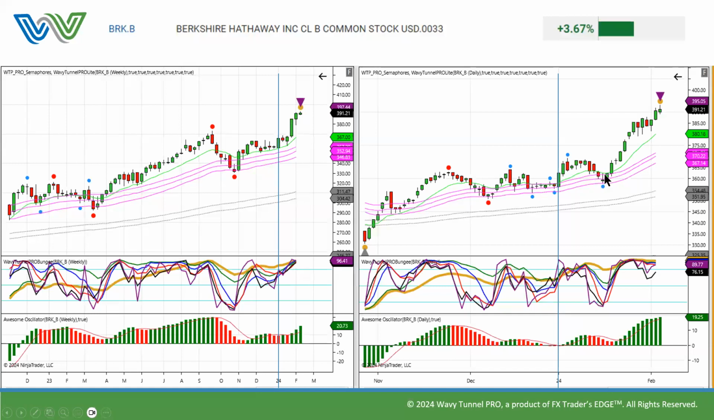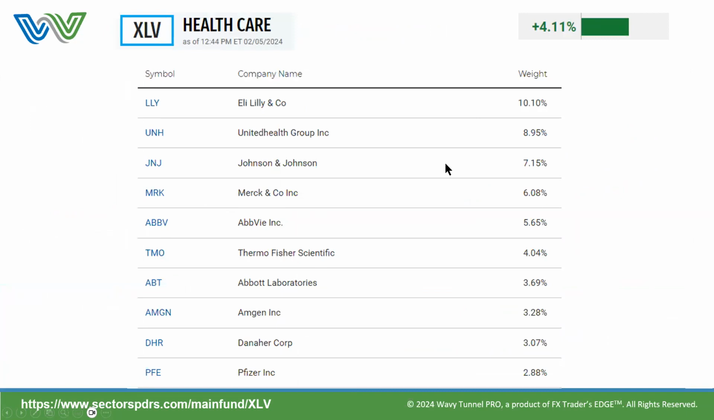Like this was gorgeous. And we had this in the market in general, where we had this pullback in January. Okay, but now look, the market has taken off. Healthcare, this is performing well this year so far, 4.11%. Last year wasn't such a great year for healthcare, but okay, so it's starting out well. LLY, United Health Group, Johnson & Johnson, Merck & Company, etc. So this is the biggest holding, Eli Lilly at 10.10%.